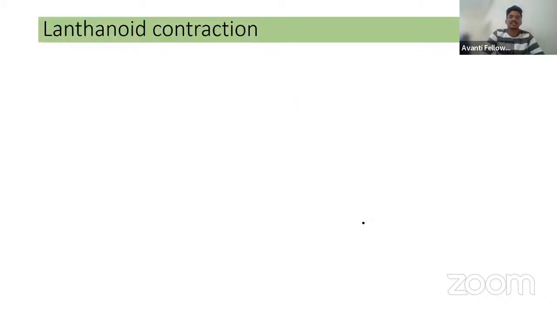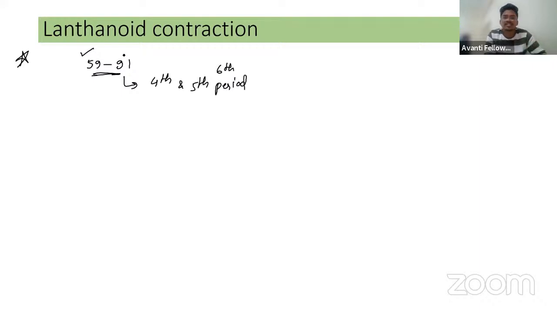Next one is lanthanoid contraction. What is the meaning of lanthanoid contraction? I told you lanthanoids are there from 58 to 71. They exist in the fourth, fifth, and sixth periods. And we can also say actinoids are also there.